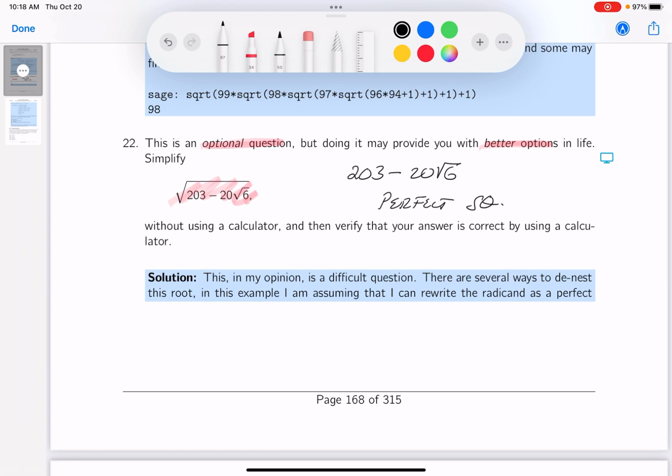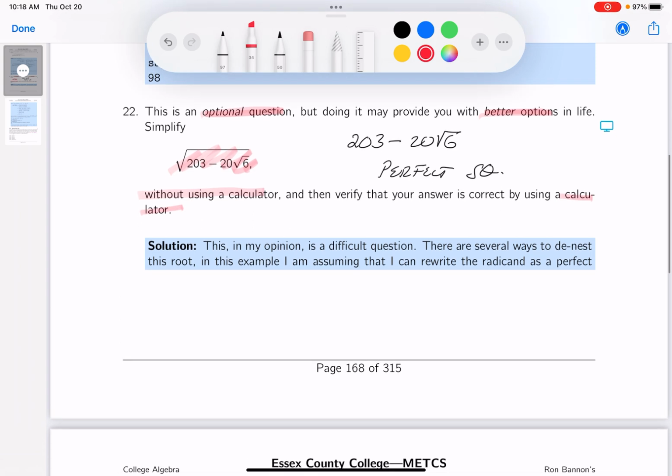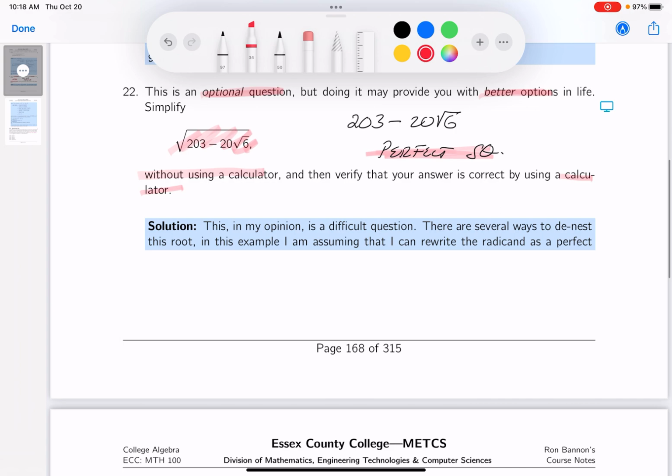All right? Now, what do they want to do? They want me to do it without using a calculator. And then they want me to use a calculator to verify it. So I'm going to use a calculator after I do that. All right? So let's go through this. Again, we're assuming it's a perfect square. So I want to go through that with you.